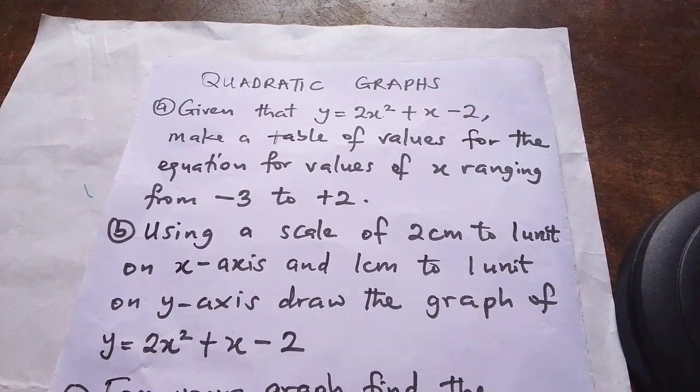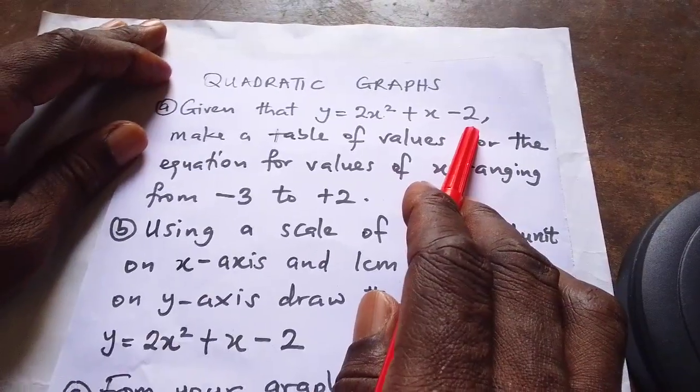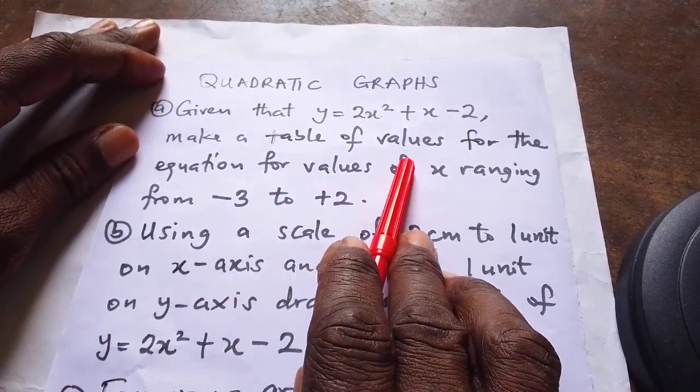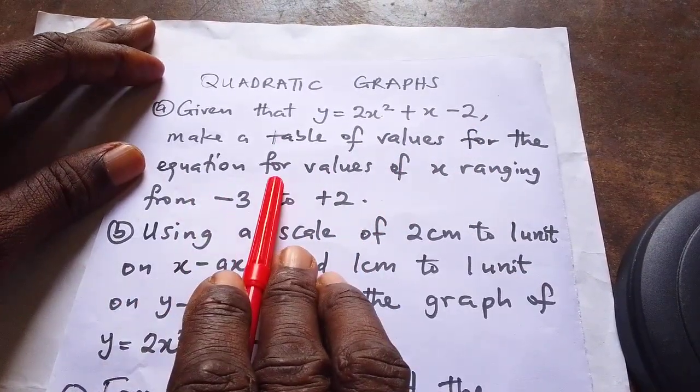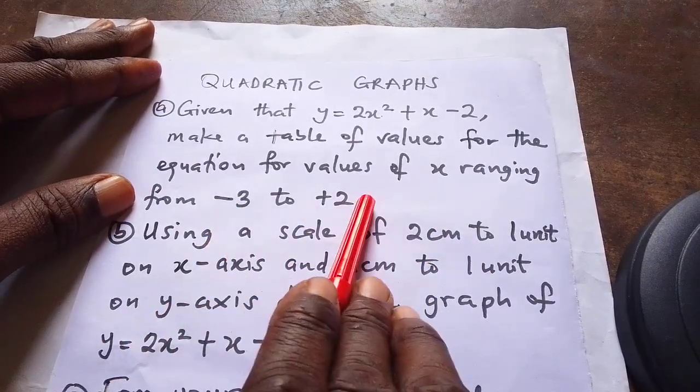Hello students, we are still on quadratic graph. Let's look at this question. Given that y equals 2x squared plus x minus 2, make a table of values for the equation for values of x ranging from -3 to +2.